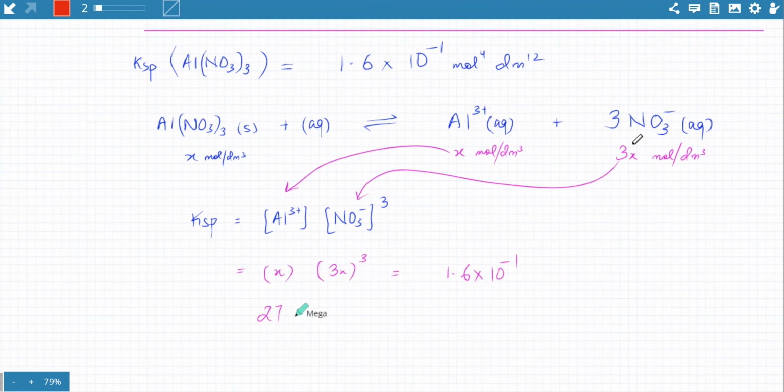X cubed into x is x to the power 4. Try and solve this. It's 1.6 times 10 power minus 1. Get rid of the 27 as well from here, put it over there. And the final thing is take the root of the entire thing. Not the square root, the fourth root of this thing. And you're going to get your value. So can you try and do this?